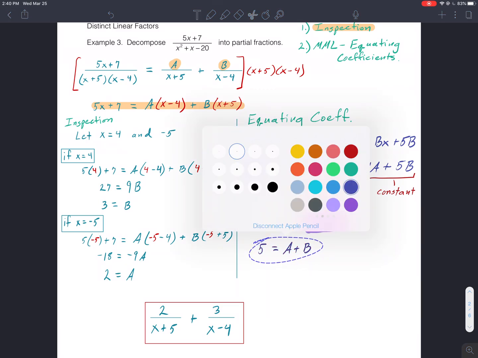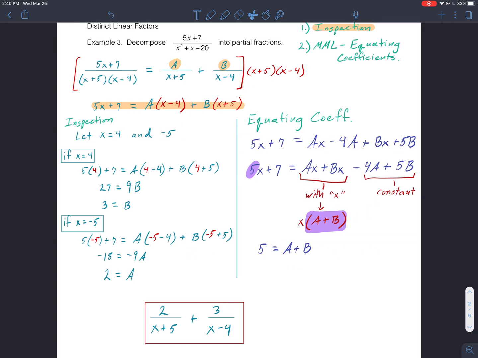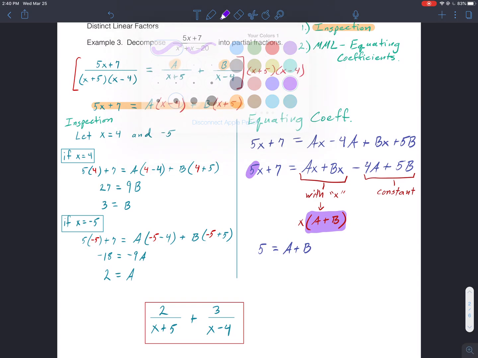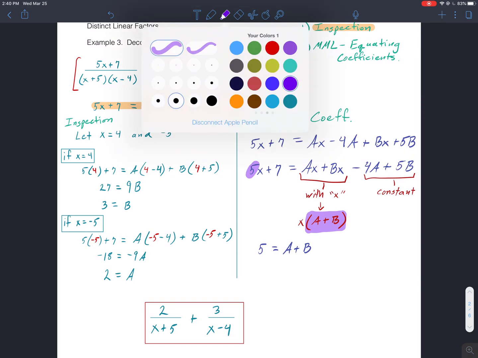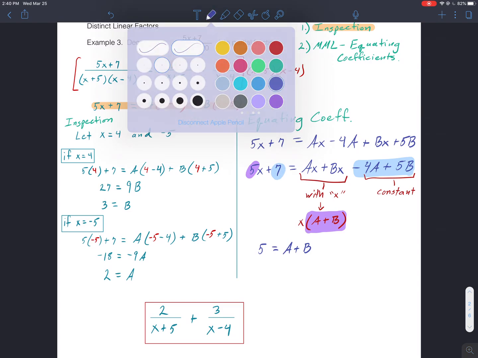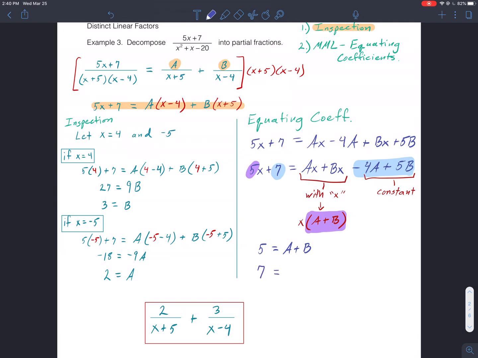Well, and the same is true about our constant. The constant term on the right has to be equal to the constant term on the left. It's gotta be true. This constant must be equal to this, which means 7 is equal to negative 4a plus 5b. And what have we done? We have created a system of equations.